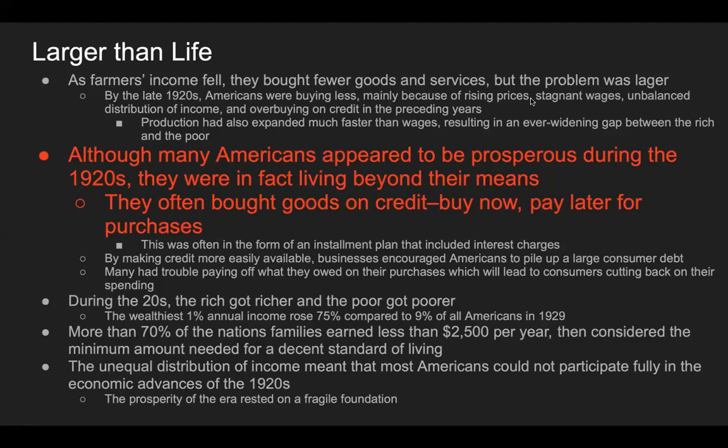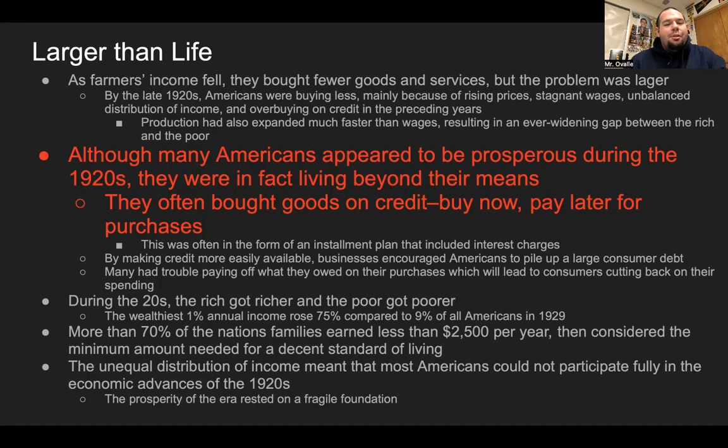As farmers' income fell, they bought fewer goods and services, but the problem was much larger than that. By the late 1920s, Americans were buying less, mainly because of the rising prices, stagnant wages, unbalanced distribution of income, and overbuying on credit in the preceding years. Production had also expanded much faster than wages, resulting in an ever-widening gap between the rich and the poor. And although many Americans appeared to be prosperous during the 20s, they were in fact living beyond their means.